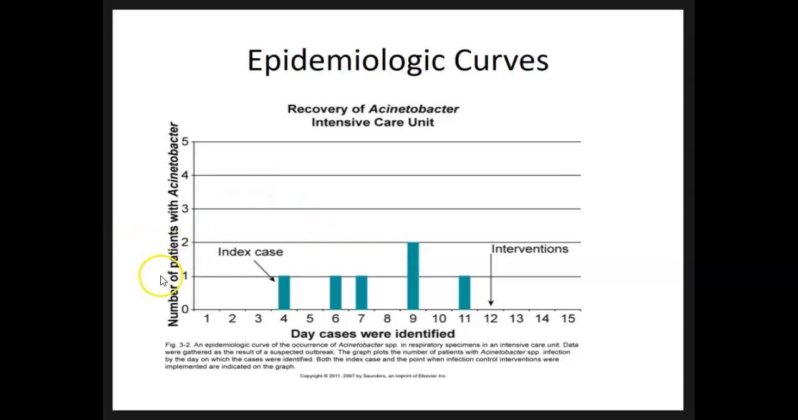So we can see this is for patients with Acinetobacter in an intensive care unit. On day 4, they noticed that there was one patient, and then another patient on day 6, another on day 7, and on day 9 there were 2 patients, and then on day 11 they probably thought, hey, wait a minute, we've had 1, 2, 3, 4, 5, 6 patients within 7 days that have come in contact or have an Acinetobacter infection, so something is going on.